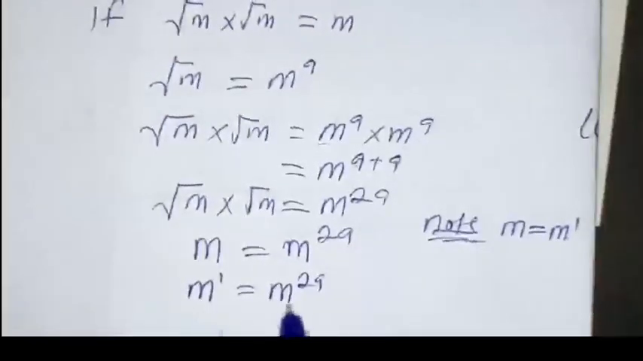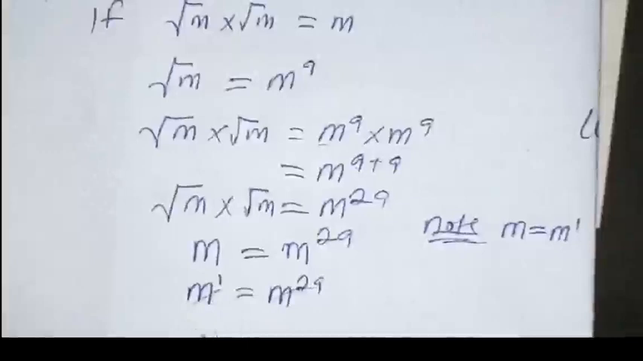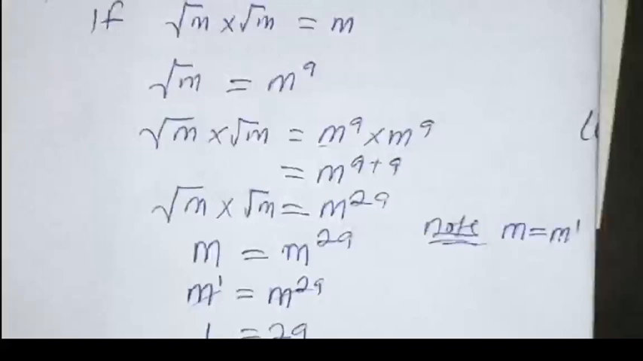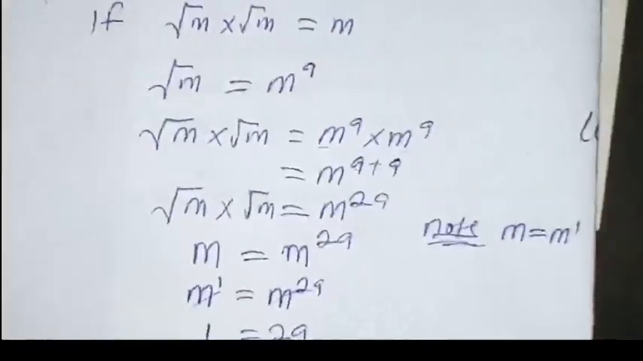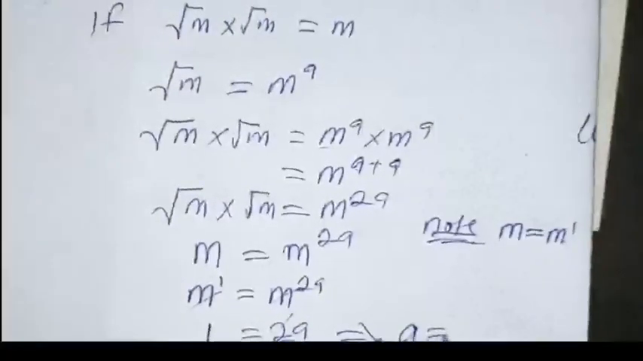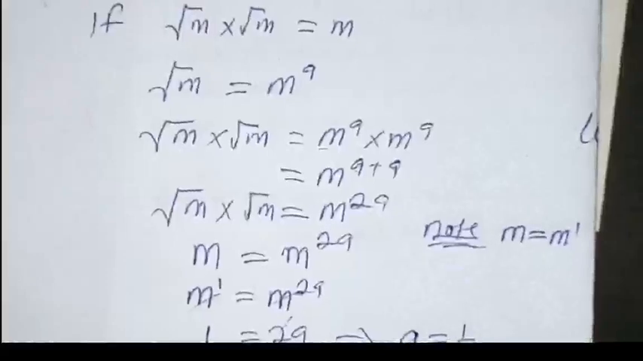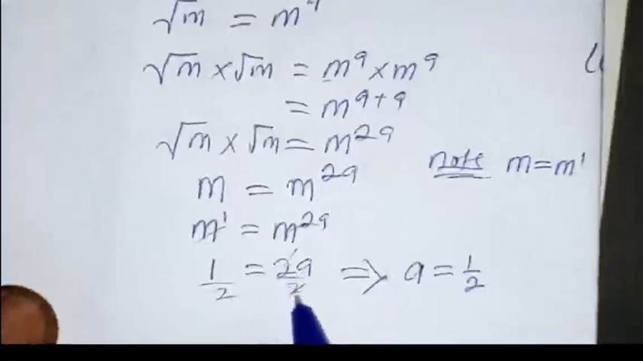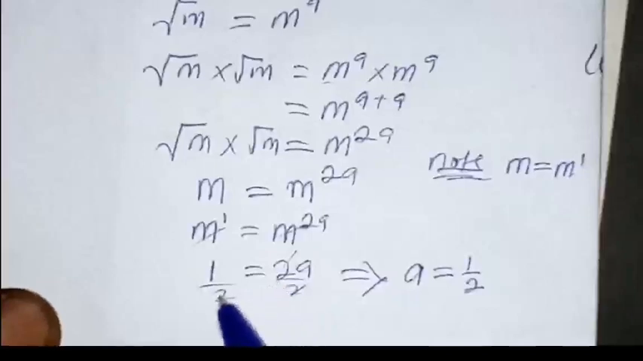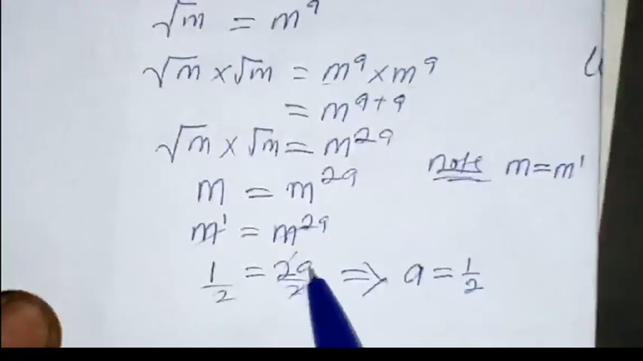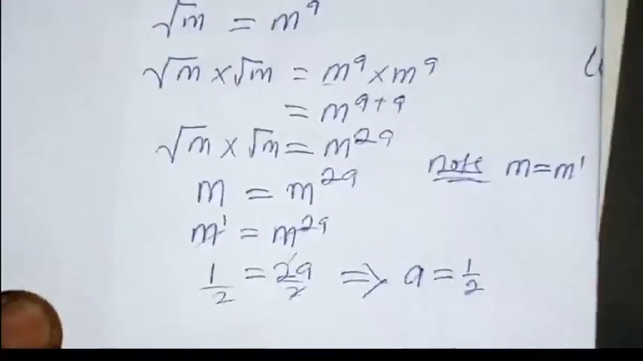Since the bases are the same, we can say this base cancels this base. We have 1 equals 2a. When you divide both sides by 2, this cancels this, and you have a is equal to 1 over 2. When we divide both sides by 2, we have 2a over 2 and 1 over 2. 2 cancels 2. This implies that a equals 1 over 2.